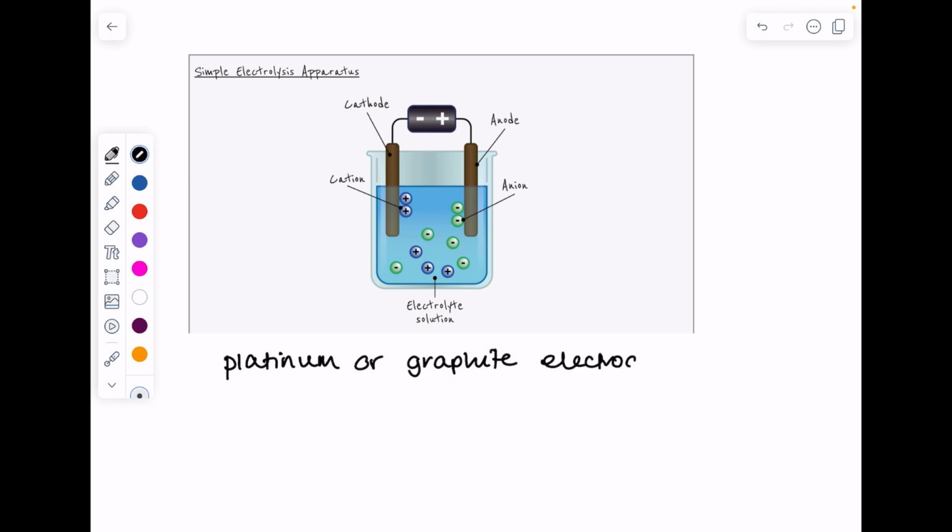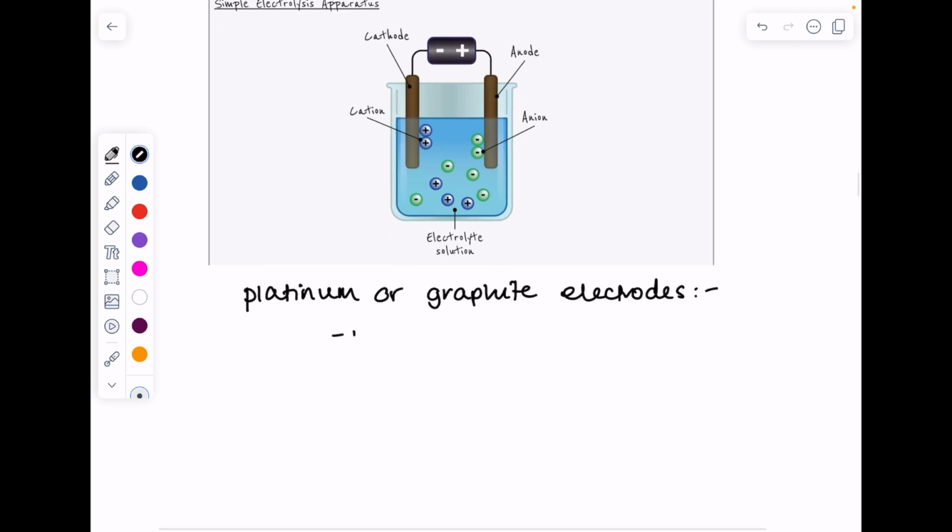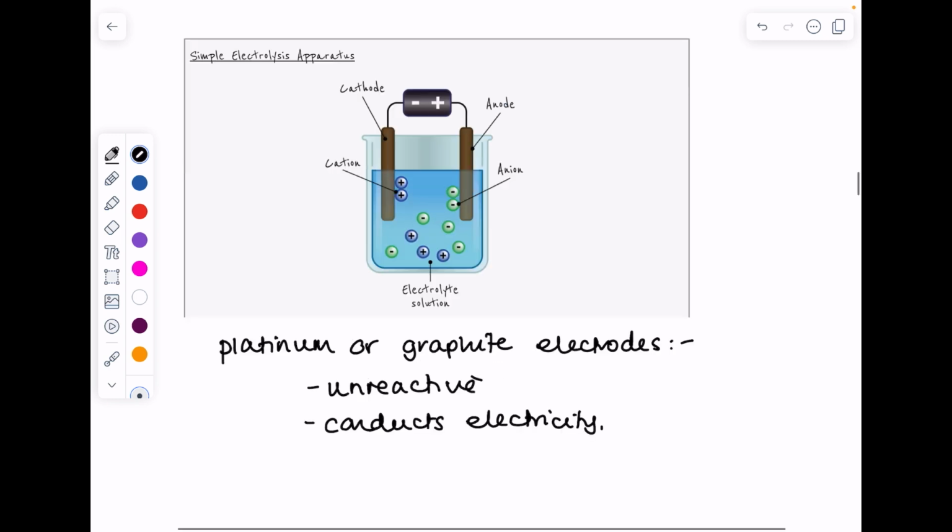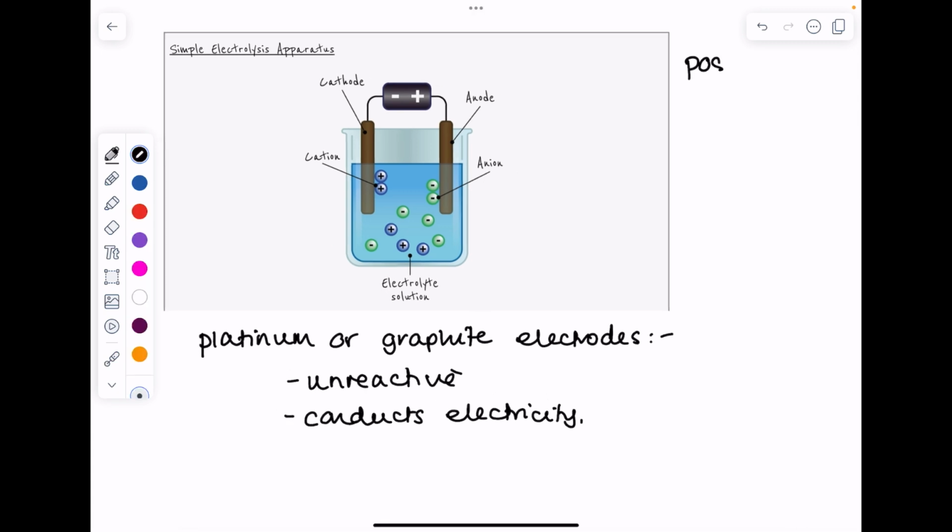And why do we use platinum or graphite? Because we need something which is both unreactive and something which conducts electricity. So the electrodes have special names. The positive electrode is known as the anode.